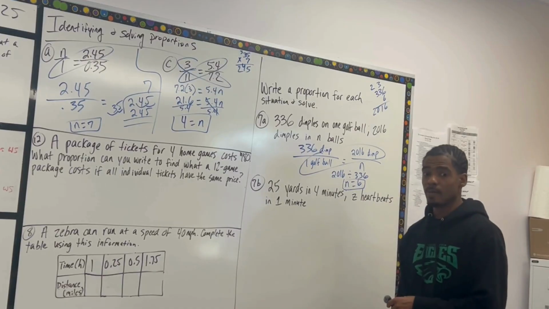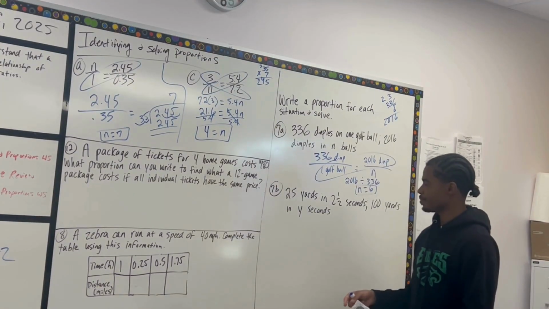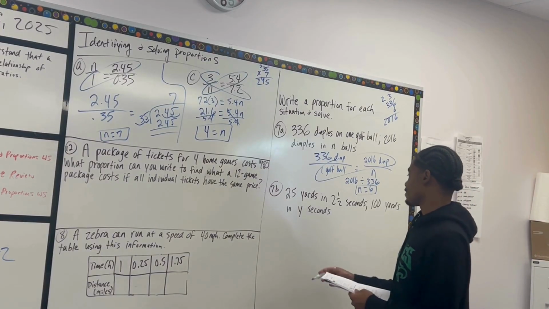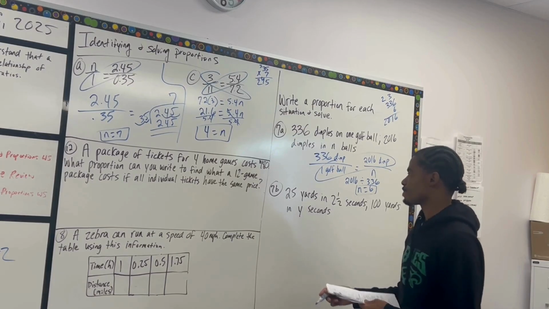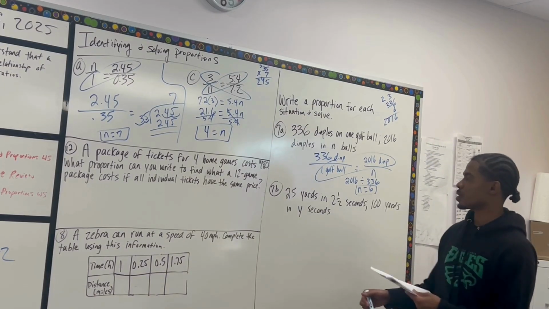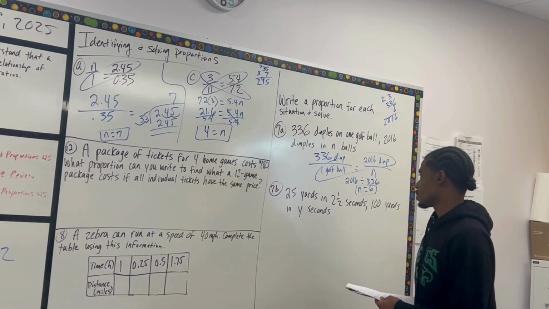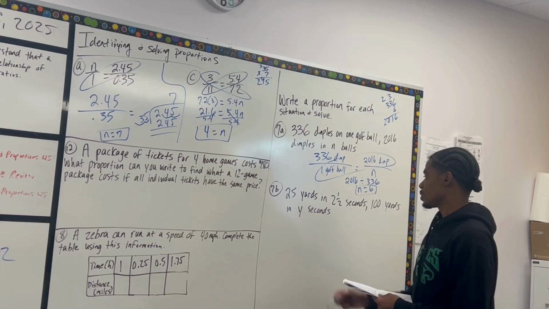Anybody other than A and B want to be great? Oh, I got you. Go ahead. 25 over 2 1/2. That's 7. It's okay. Okay. Go ahead. 25 yards.